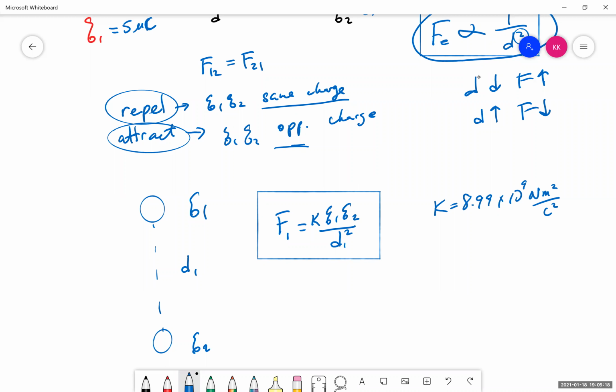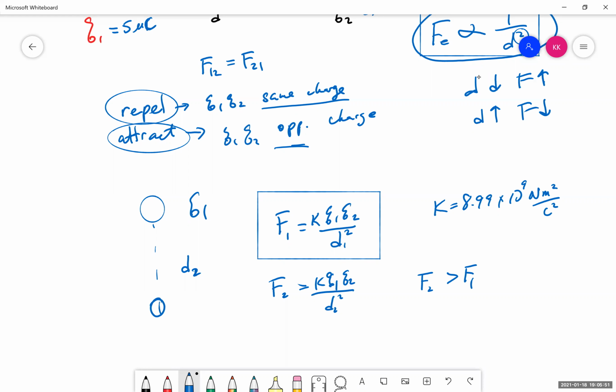Now, if I keep Q1 and Q2 the same but start changing the distance, for example, move this one from here a little bit closer, so now I have D2. Then what happens to force two, which is K Q1 Q2 over D2 squared? Well, force two is going to be stronger than force one. Why? Because the particles are closer. The closer they are, the stronger the force. The further they are, the weaker the force.